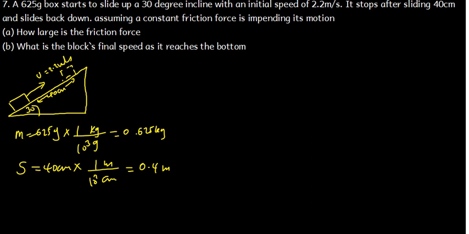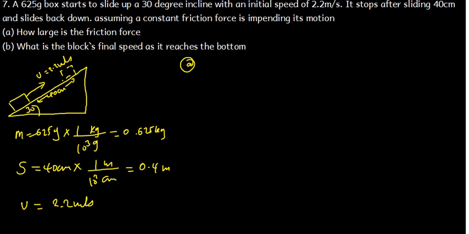The other thing that we have is the initial speed. The speed at the start has been given as 2.2 meters per second. So again, how do you find the friction force that is going to be impeding the motion of this object? In this case, notice that we don't have any applied force. We don't know the applied force. So at the start, it says a 625 box starts to slide. So it just starts to slide and it is moving at that value.